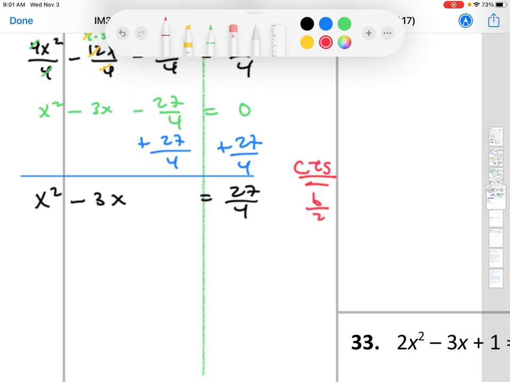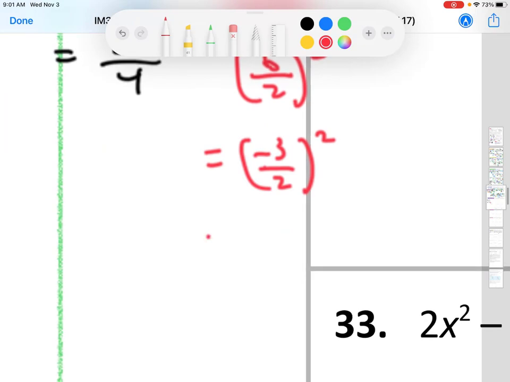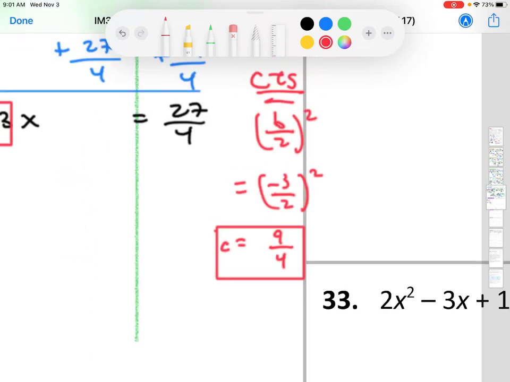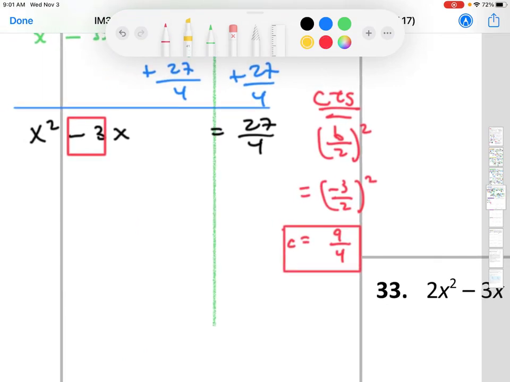So the formula is b over 2 squared. So my b value is negative 3. And remember, that's negative 3 squared, which is 9, and 2 squared is 4. So that c value that we've done in previous problems, or to complete the square, is adding 9/4 to both sides. Here and here. Plus 9/4 plus 9/4.